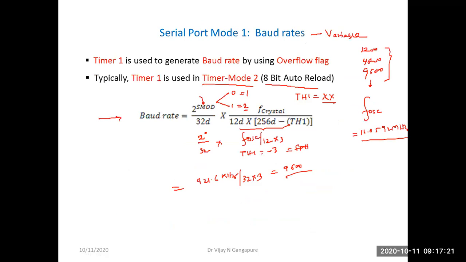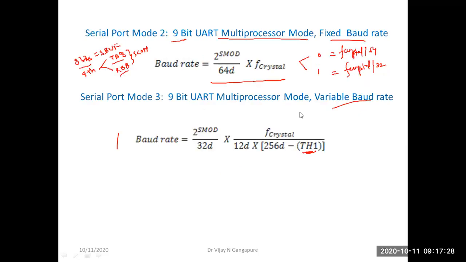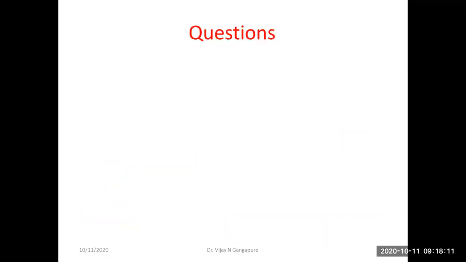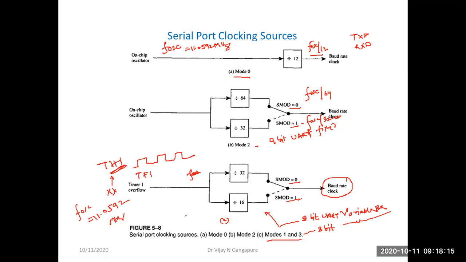We studied how the baud rate is generated, the formula in mode 1. Then we also studied mode 2 and mode 3, how the baud rate is generated. In mode 2, the baud rate is fixed, either of these two. In mode 3, we can set a particular baud rate by loading a particular value into TH1. Then we saw the block diagram representations for mode 0, mode 1, mode 3, and mode 2. So this is about mode 1, that is 8-bit UART mode. In the next lecture, we will study programs on this mode 1, and then we will finish this part 2 of chapter number 2, that is serial port programming in C.